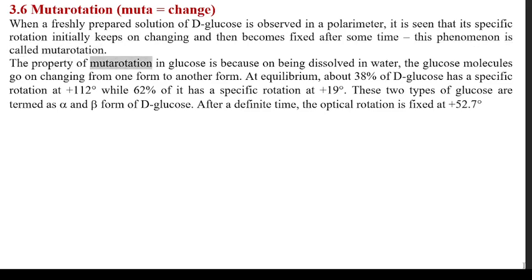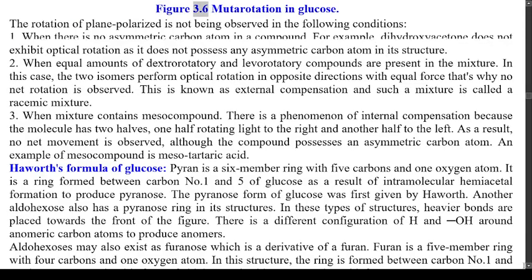The property of mutarotation in glucose is because, on being dissolved in water, the glucose molecules go on changing from one form to another form. At equilibrium, about 38% of D-glucose has a specific rotation of +112 while 62% of it has a specific rotation of +19. These two types of glucose are termed the anomeric forms of D-glucose. After a definite time, the optical rotation is fixed at +52.7. Figure 3.6 Mutarotation in glucose.